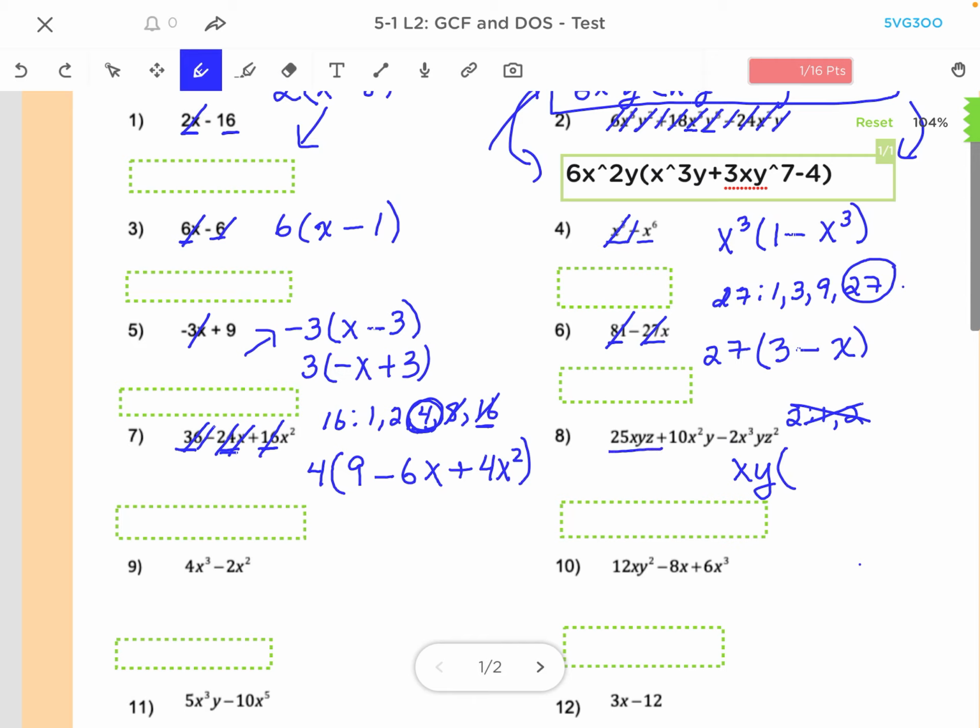And then let's write what's left in parentheses. I have the 25. The x is gone, the y is gone, but the z is still there. Plus the 10 is there. I had an x squared. I only pulled 1 out, so there's 1x left. The y is gone, minus. The 2 is still there. I have an x squared. The y is pulled out, and then I have a z squared. So make sure you're typing this in using that caret symbol on your calculator.